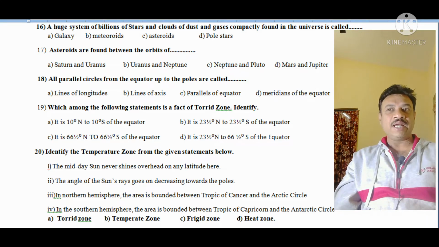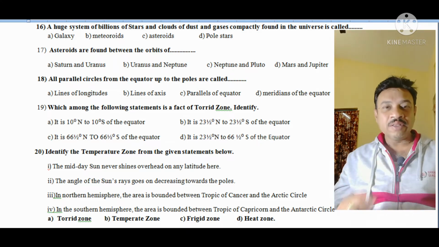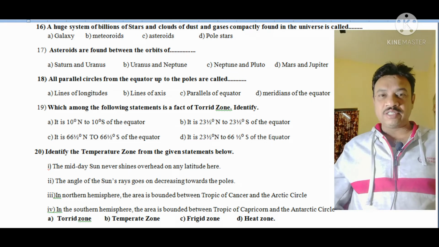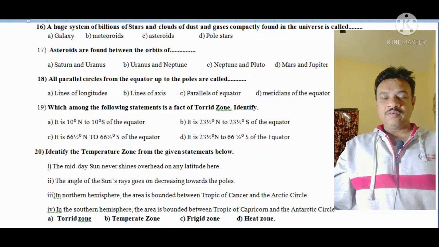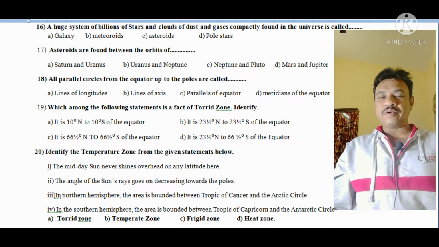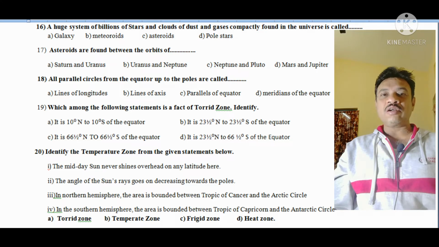And question number 19. Which of the following statements is a fact of torrid zone? Identify. There are temperature zones in the world. In physical geography, you might have read about it. Temperature zones are of three kinds. One is the torrid zone, which is very hot. Another is the frigid zone, which is very cold. And between them lies the temperate zone. Temperate means neither hot nor cold.